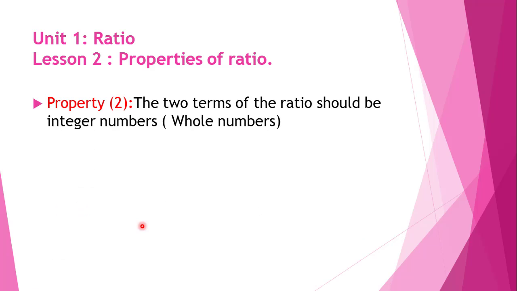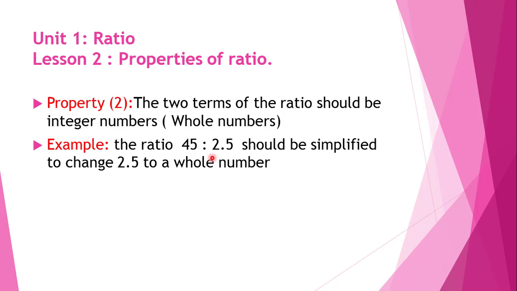The second property of ratio is that the two terms of the ratio should be integers. It means whole numbers. If they are fractions or decimals, you should convert them to whole numbers. Let's take an example. The ratio 45 to 2.5 should be simplified. Now I want to change 2.5 to a whole number because here we have a decimal number.